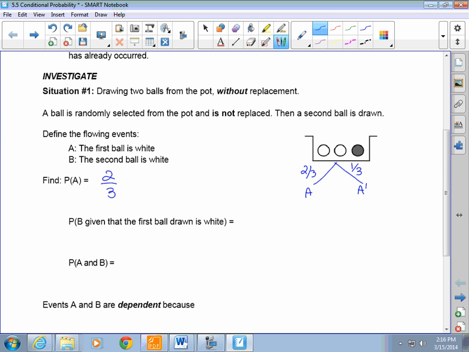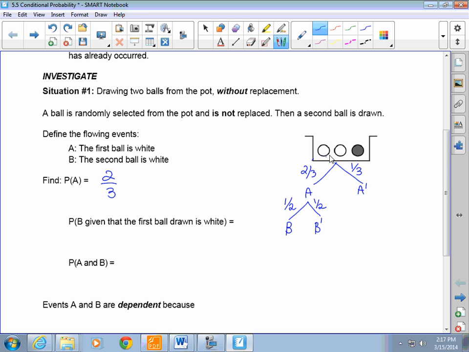If you've drawn the first ball and it's white, what is the probability that the second ball drawn is white? So this is event B happening, this would be not B happening. If I've already taken one white ball out, what are the chances now of me selecting a white ball on the second time? Well, there's only 2 balls left. One is white, one is gray. So I have a 1 in 2 chance. The probability of not getting a white ball in that second one is 1 gray out of the 2, so it would be 1/2.